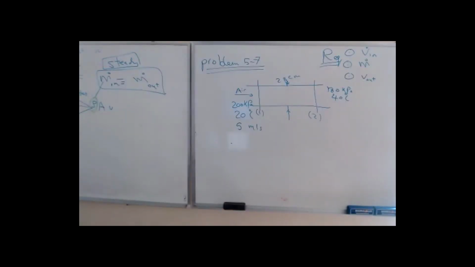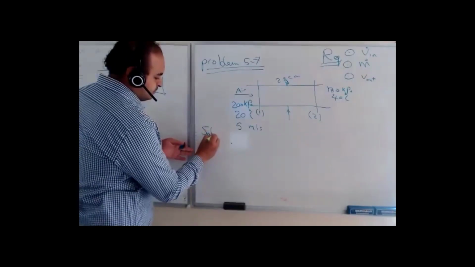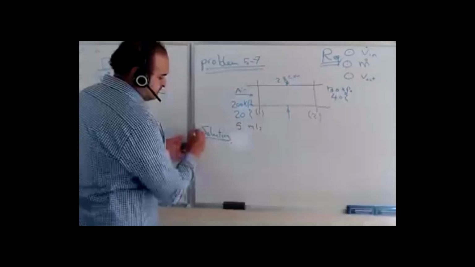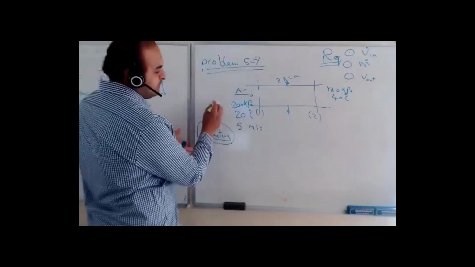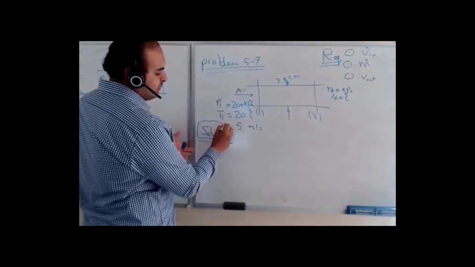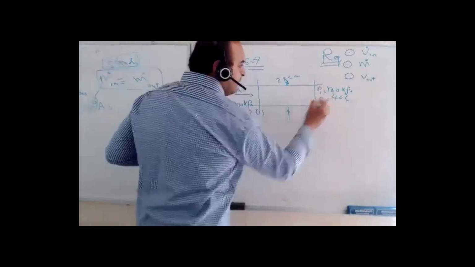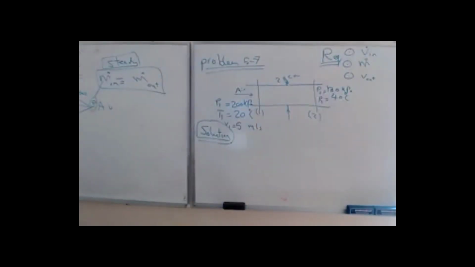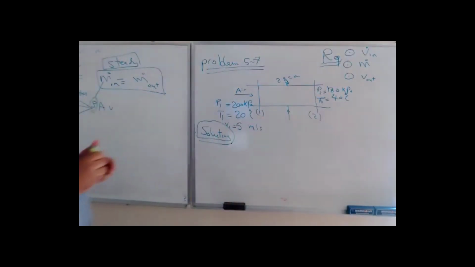Okay. Let's go to the solution. We have P1, T1, and V1, velocity 1. We have P2. On the right side, 40 degrees Celsius, yes. And at the exit, this is T2, 40 degrees. And what's the pressure on the other side, at 2?